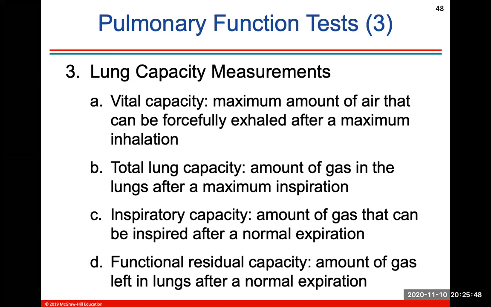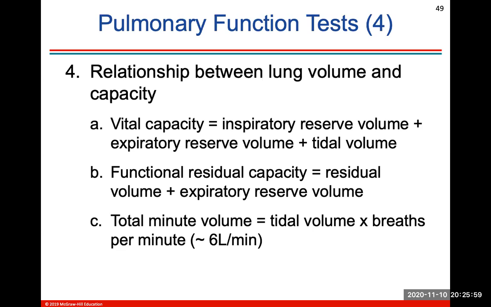Vital capacity, total lung capacity, and inspiratory capacity, as well as functional residual capacity. So spend a couple moments just reviewing these slides from that lab that we went through. There's a relationship between lung volume and capacity. So the vital capacity can be calculated by adding up these three items together. And the same thing with the functional residual capacity.